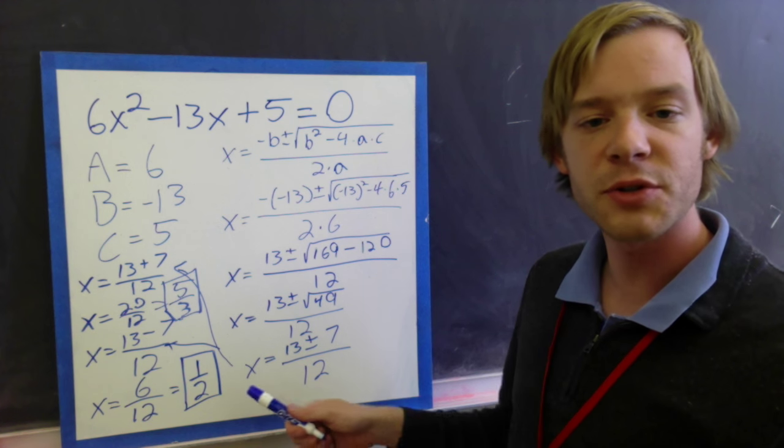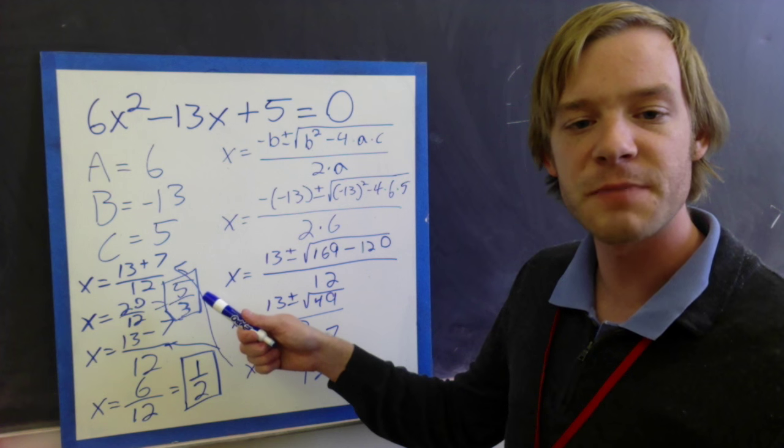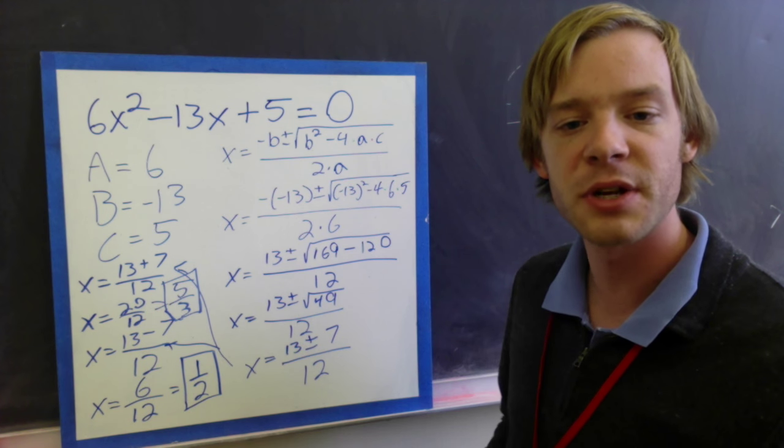So we see here we get our 2 solutions, just like many other problems you've seen before. We get our first solution as positive 5 over 3, and our second solution as positive 1/2.